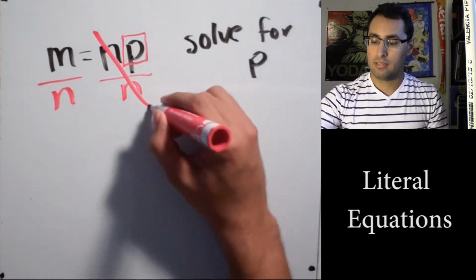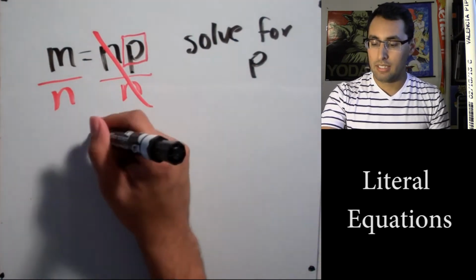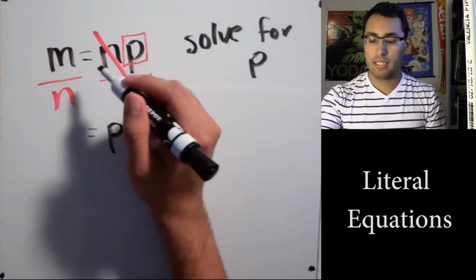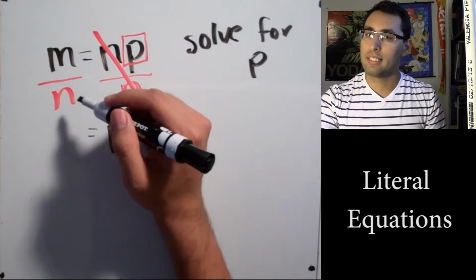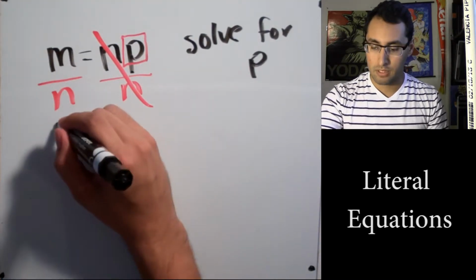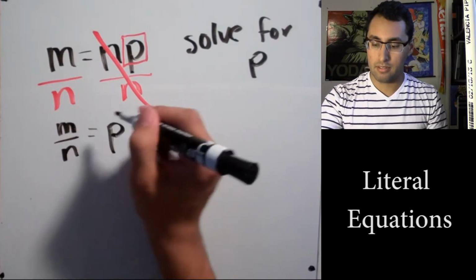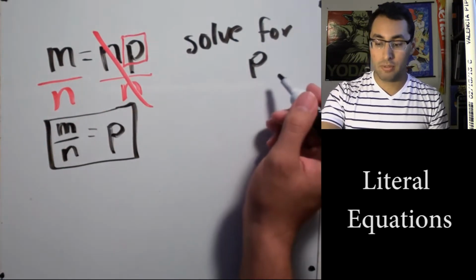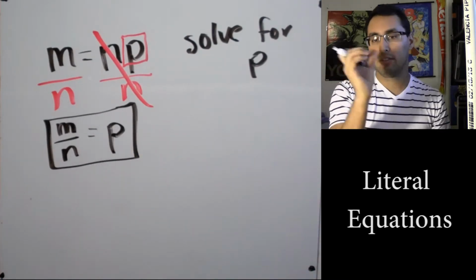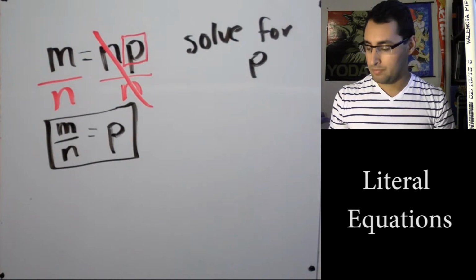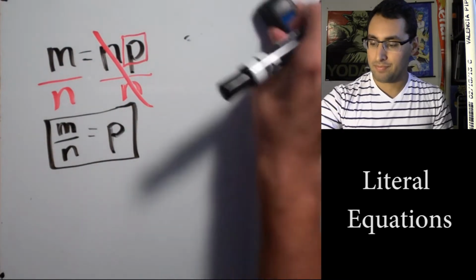So I'm going to cross out these N's. On the right hand side, we're just left with P, that's what we wanted. And left hand side, M divided by N, you cannot simplify that. So you just keep it, you write what you see. So we're just going to have M divided by N. That's it. We solved for P, we got it by itself. The other stuff doesn't matter so much, just as long as we get that variable isolated by itself. Alright, one more example.